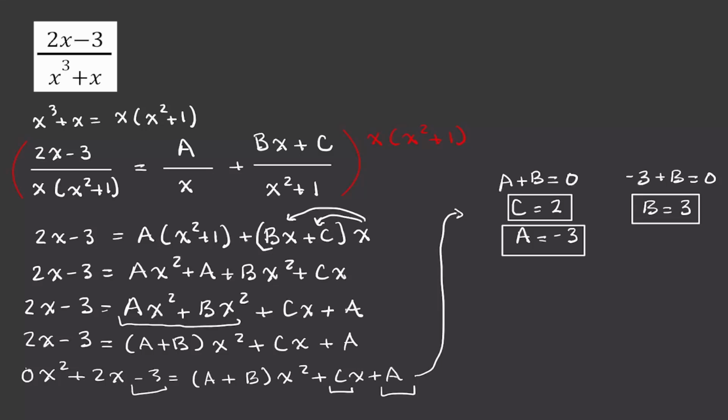After I obtain my a, b, and c values, I will rewrite the fraction as a, which is negative 3 over x, plus b, which is 3x plus 2 all over x squared plus 1. Now I always advise students to always check their answers by adding these fractions together. And by adding these fractions together, you always obtain what you started with.